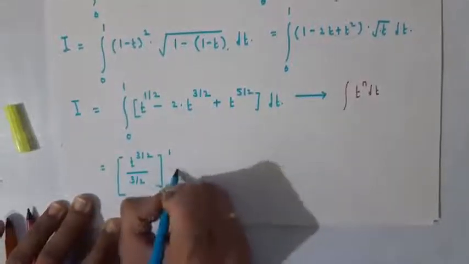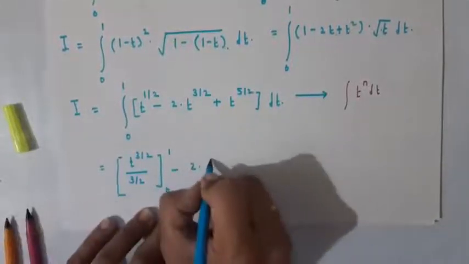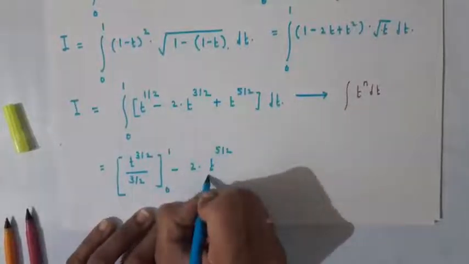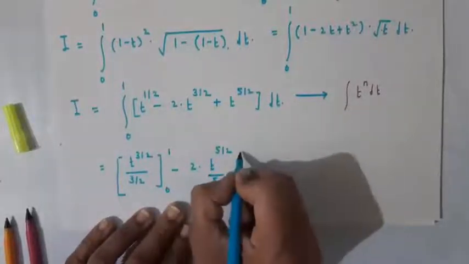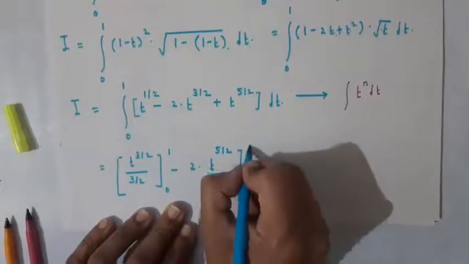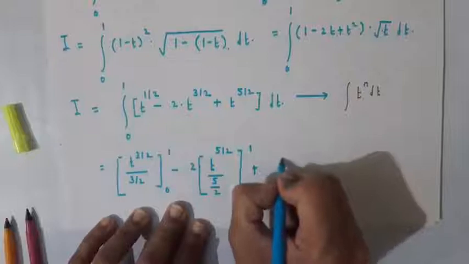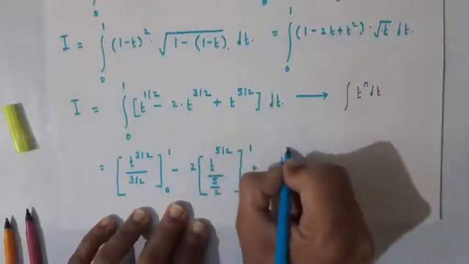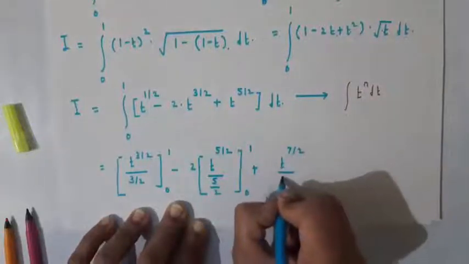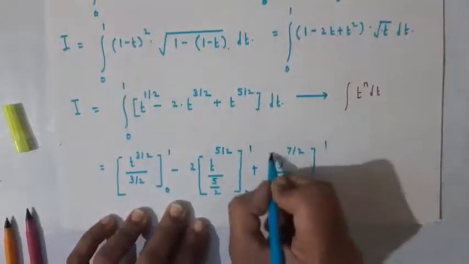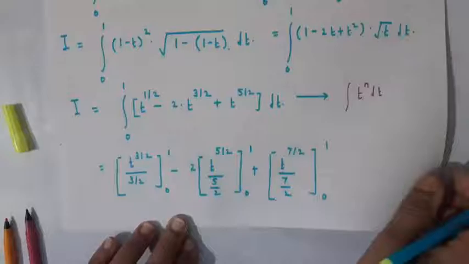Okay, minus 2 outside the integration, t raised to 3 by 2 plus 1 is 5 by 2 upon 5 by 2. Limits of integration 0 to 1. Okay, plus t raised to 5 by 2 plus 1 is 7 by 2 upon 7 by 2. Limits of integration 0 to 1. Okay, in this way. Now let us solve, or let us calculate.